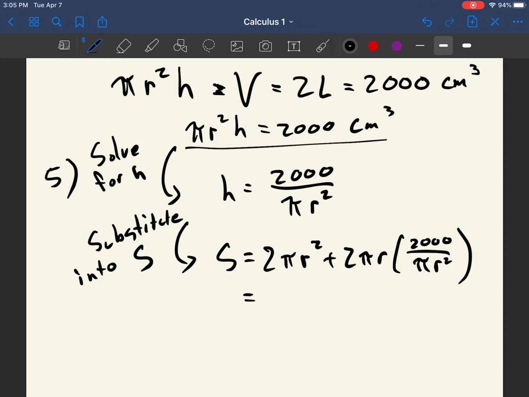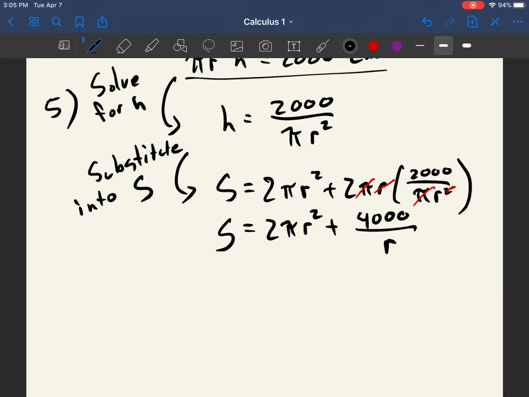Okay, so now we do a little bit of simplifying here. These pi's are going to go away. This r is going to cancel with this. And then we'll be left with 4,000 on the top. And in the bottom, we're left with an r. So 4,000 over r. Okay, so this is the equation for s that we want to work with.